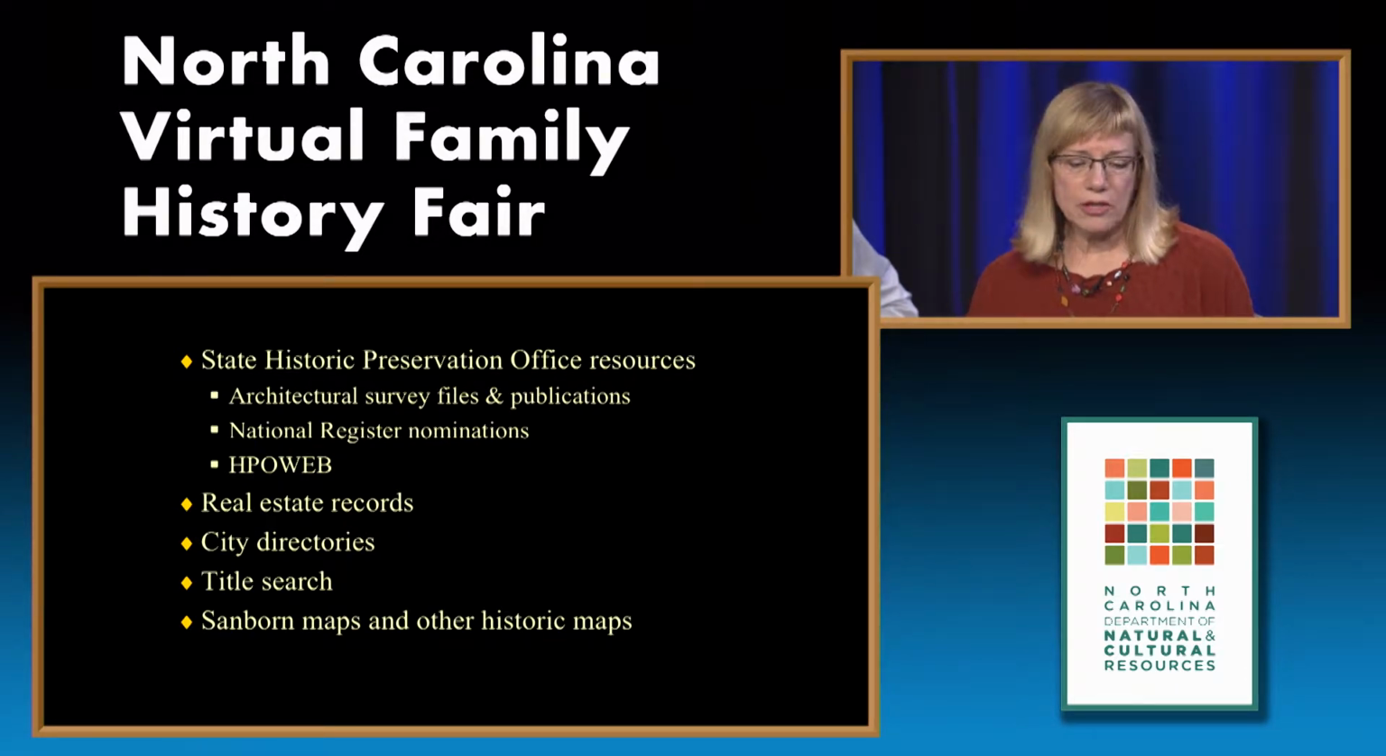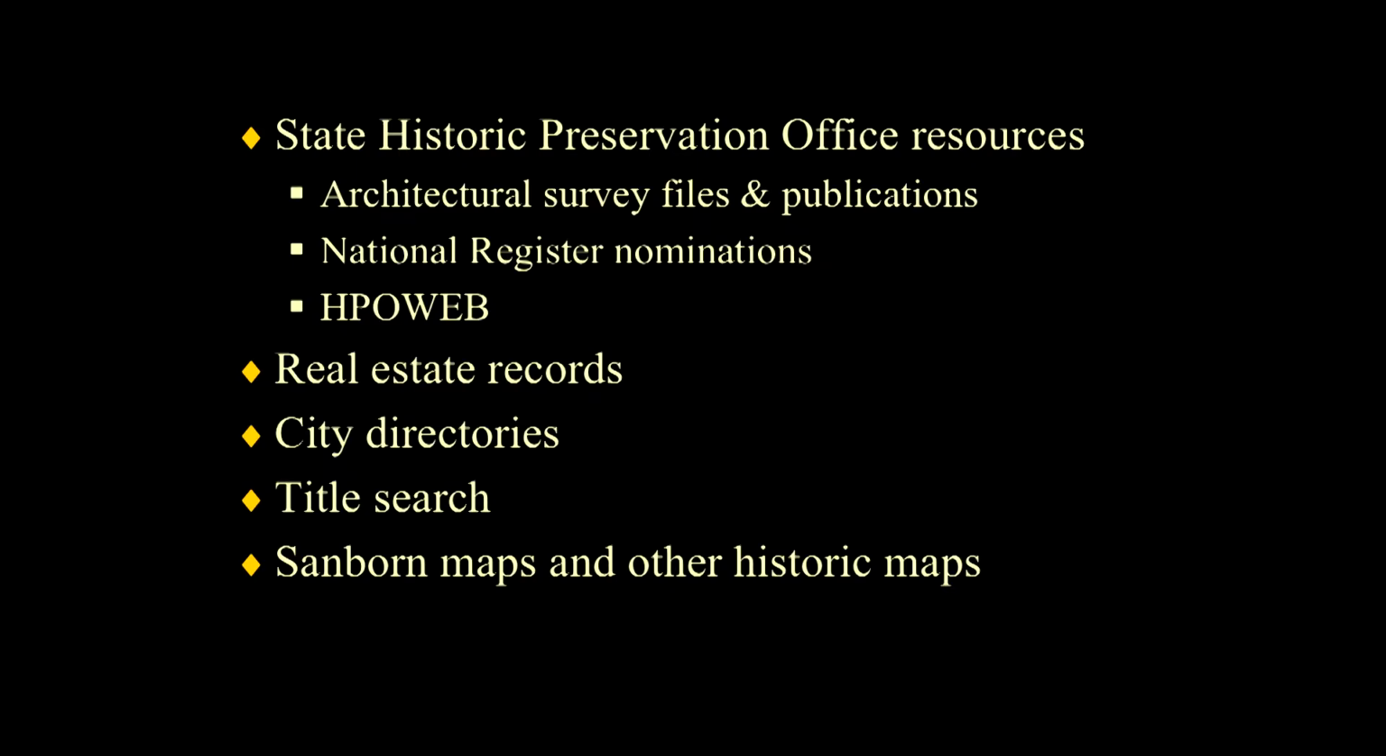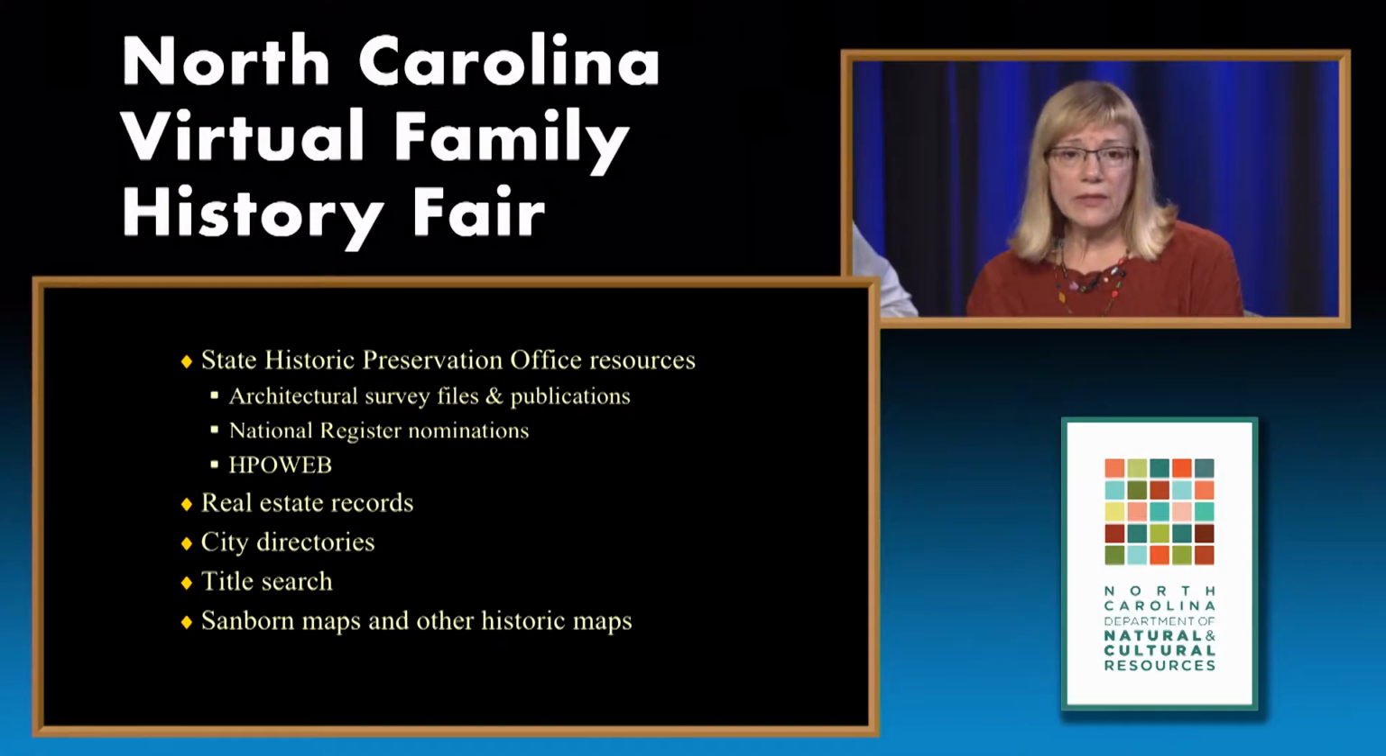So Michael's already talked to you about the resources that our office offers, our architectural survey files and our publications, National Register nominations, HPO Web, and I'm going to talk about using real estate records, city directories, and touch on title searches a little bit, and also the use of Sanborn and other types of historic maps. So you might think that a title search would be the first option where you should start. But really, these other resources are, I think, a better place to start. They're an easy way to find quite a bit of information about a property.